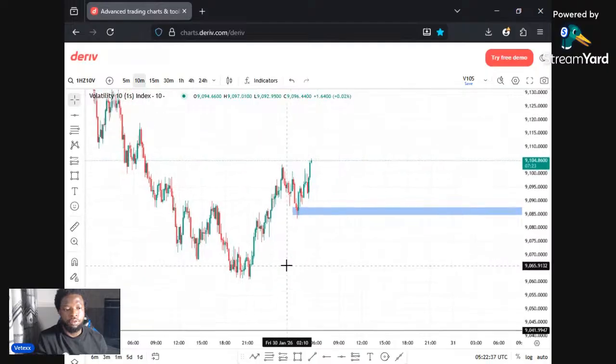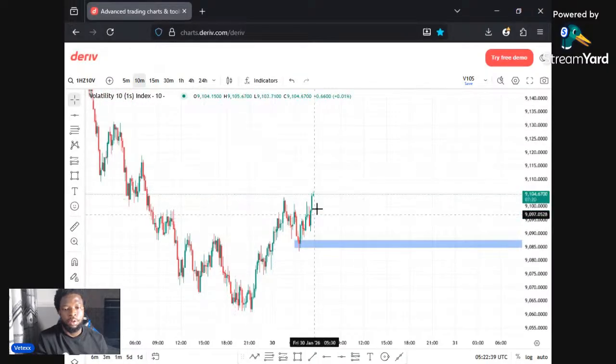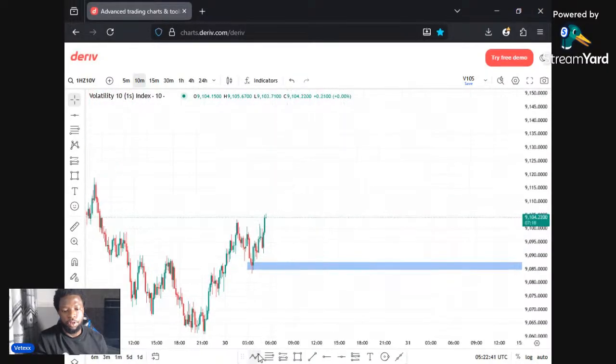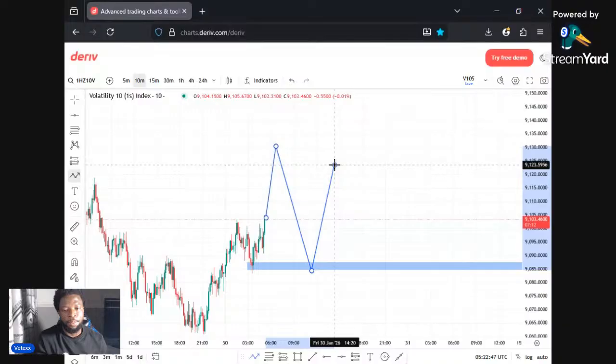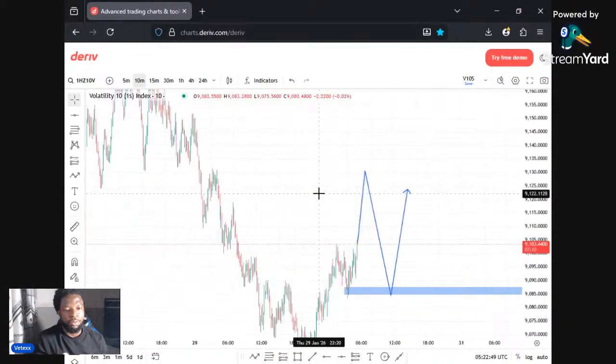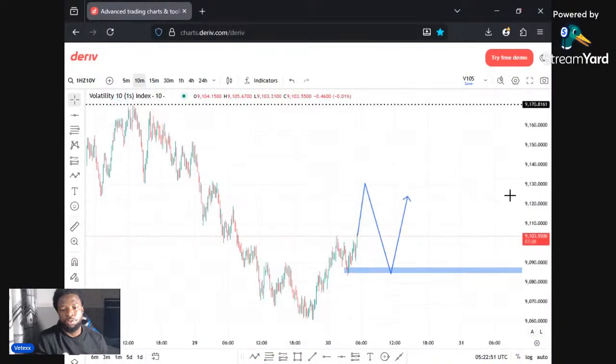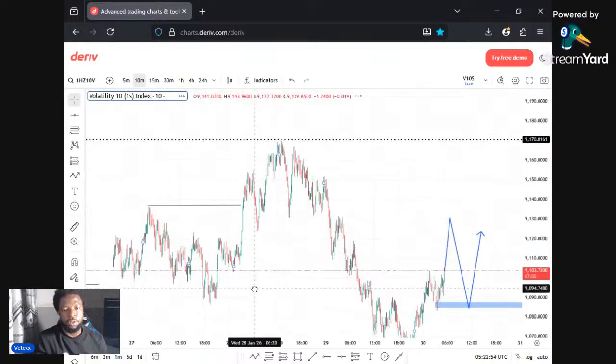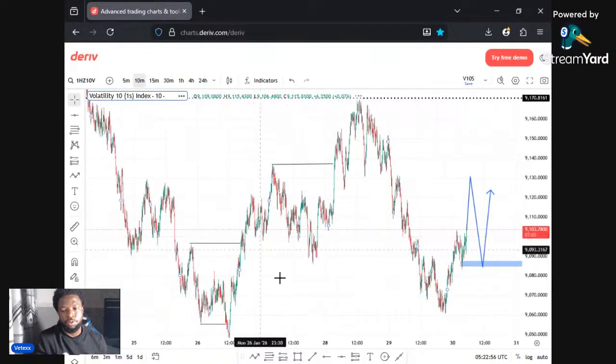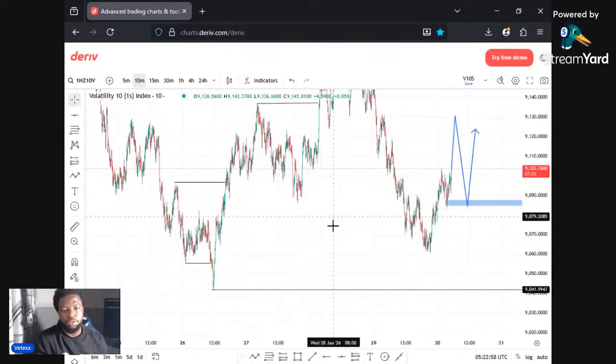Okay, this is the structure that we can take. But I want price to at least come up a bit so that the profit will be something better. If price doesn't give up to 1 to 4 risk to reward on this, I will not be interested in taking the trade. So I'll just wait and see.